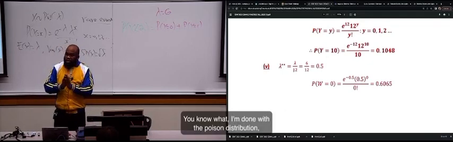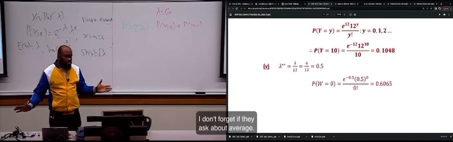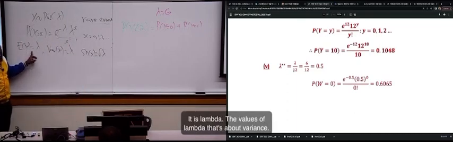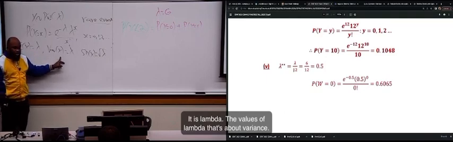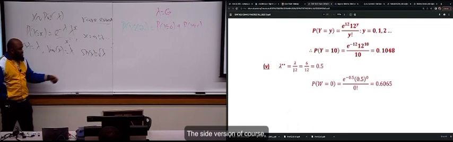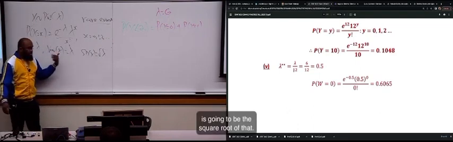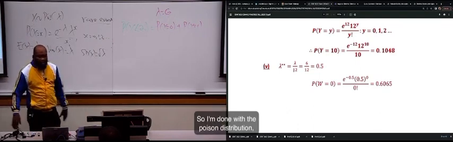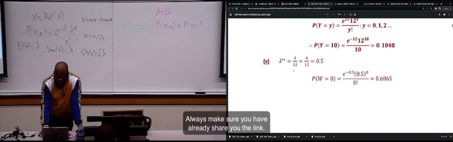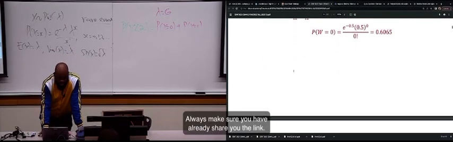You know what? I'm done with the Poisson distribution. And don't forget, if they ask you about the average, it is lambda, the value of lambda. If they ask you about variance, the mean and the variance are equal, the same. The standard deviation, of course, is going to be the square root of that. So I'm done with the Poisson distribution. So don't waste your time. Always make sure you, like I've already shared with you the link.